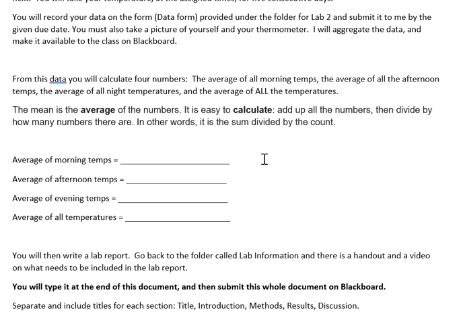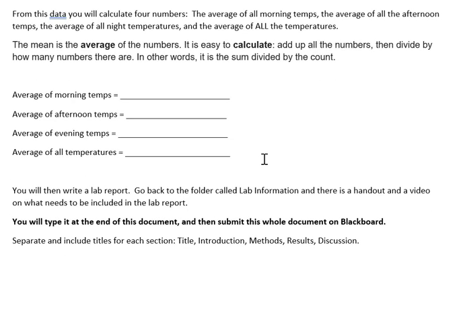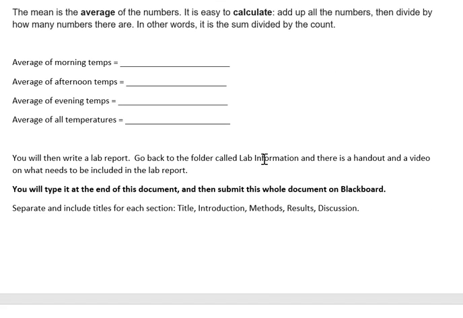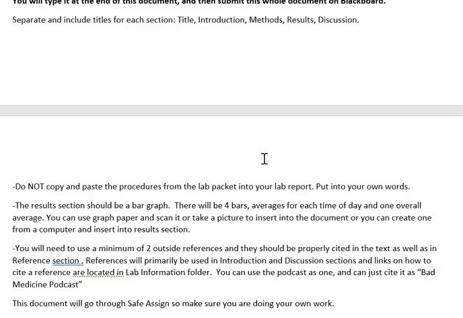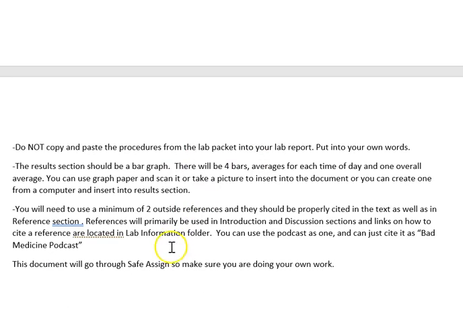It'll just be numbers. Then based on that, if you go back to the lab information folder, you'll see what it takes to write up a lab report. So go back, look at that, watch the video, and then you're going to do a lab report at the end of this document. This gives you some information on your graphs and what you need to include. You will need to have a graph for your results. I tell you what's in the graph.